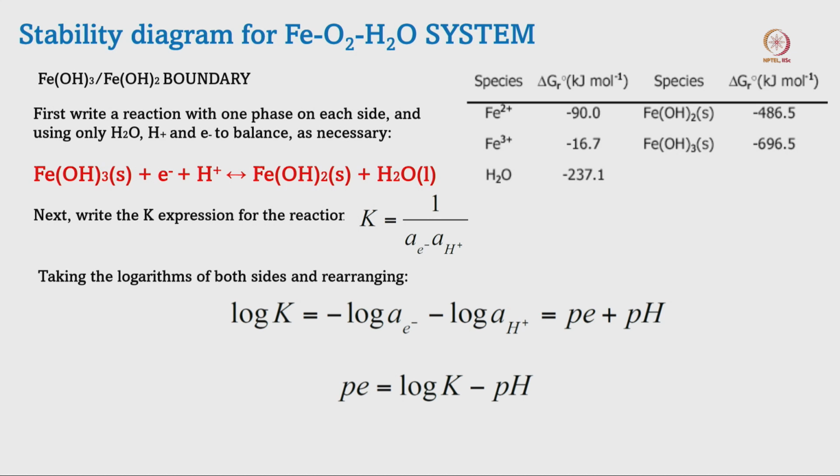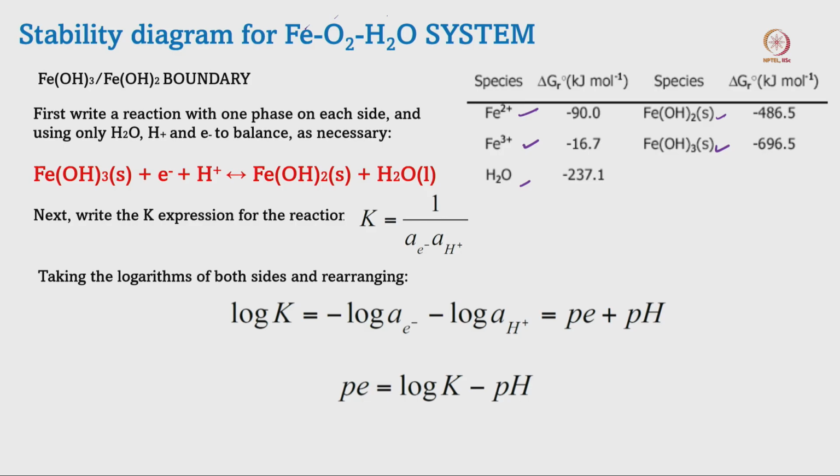Let us see another more complicated system. Let us see the FeO2H2O system. Now, in that FeO2H2O system, we will have multiple species, right. We will have Fe2 plus, we will have Fe3 plus, we will have water, we are going to have this FeOH2 and FeOH3. Okay. And we have to find out where it is stable, how it is getting stable.